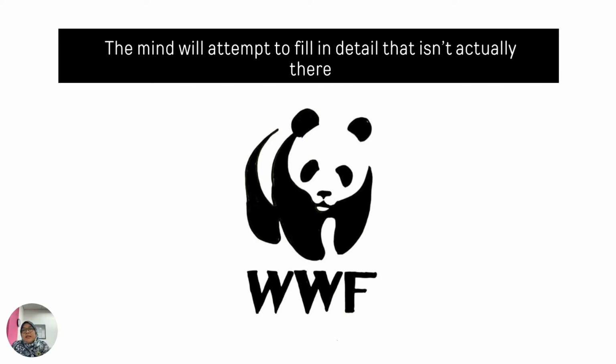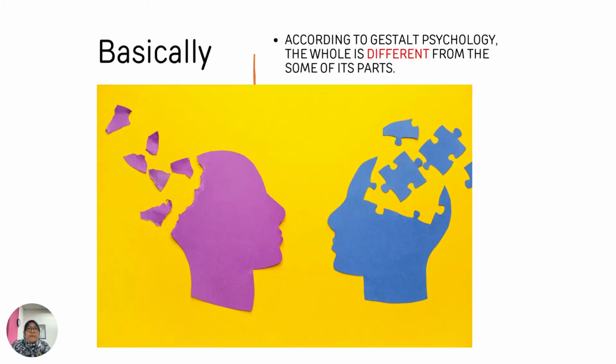Okay, and the Gestalt Theory is about how our mind attempts to fill in the details that aren't actually there. So if you look at the picture of this panda, how would you know that it's a panda? Because the lines are not connected, but our brain makes it seem like a panda, and the way the lines or the forms are creatively constructed makes it seem like a panda.